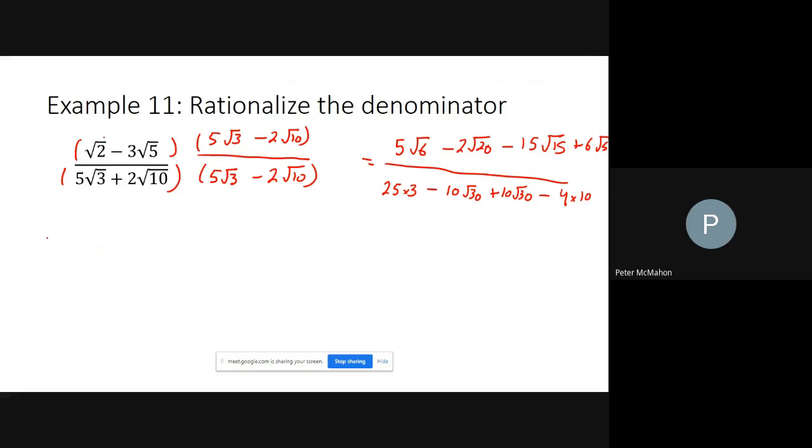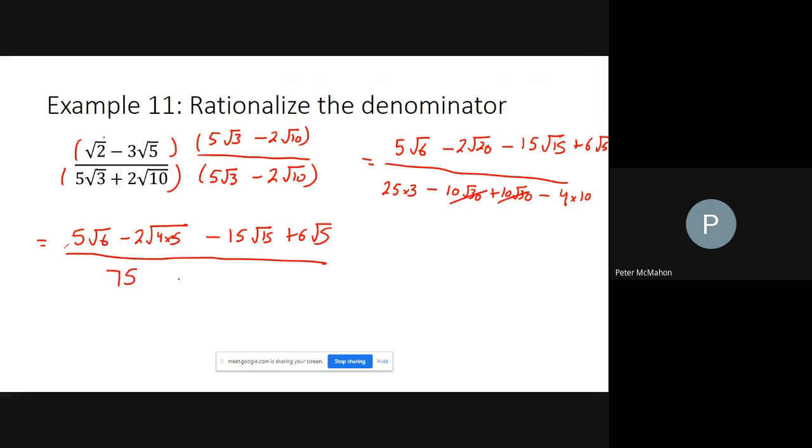So clean this up a bit. We get 5 root 6. Now what I'm going to do over here, root 20 is the same thing as 4 times 5, like this. So I'm going to simplify as I go here. Minus 15 root 15 plus 6 root 5. On the bottom, these two middle terms cancel out. 25 times 3 is 75. 4 times 10 is 40.